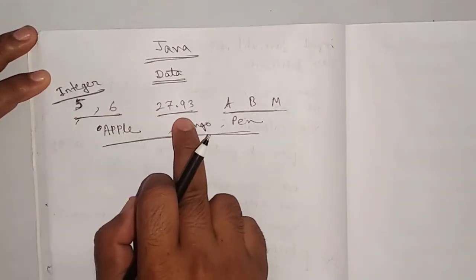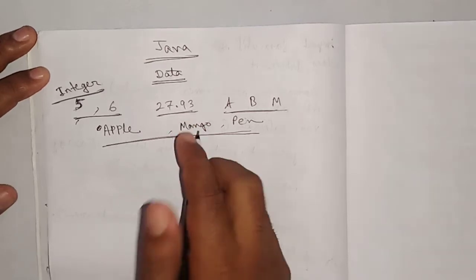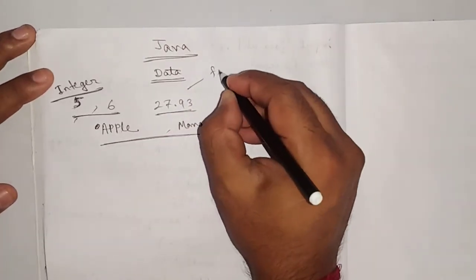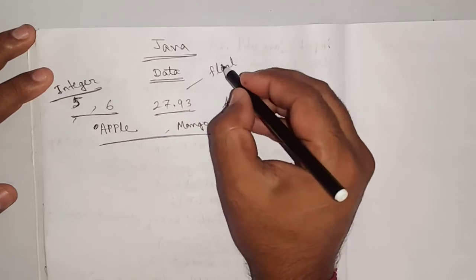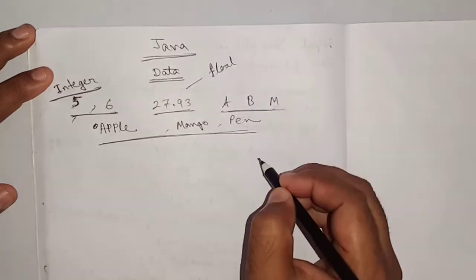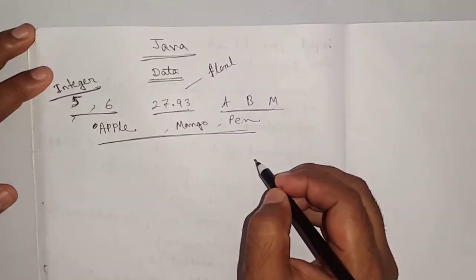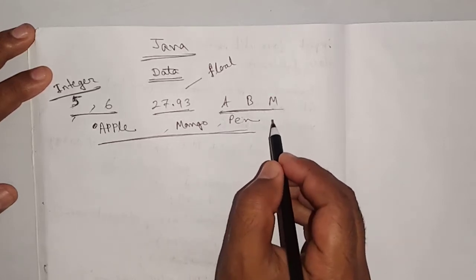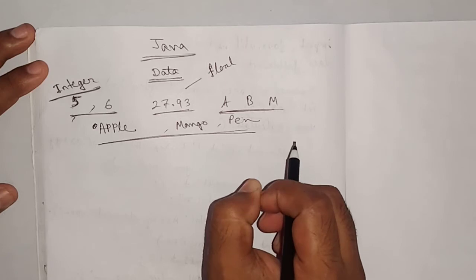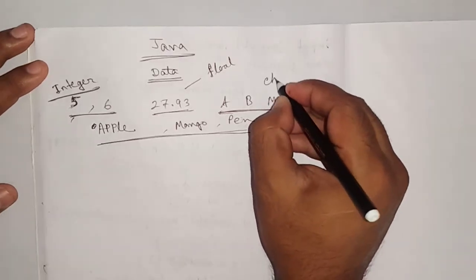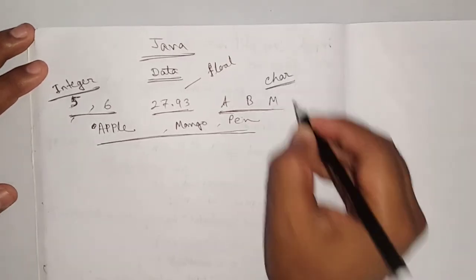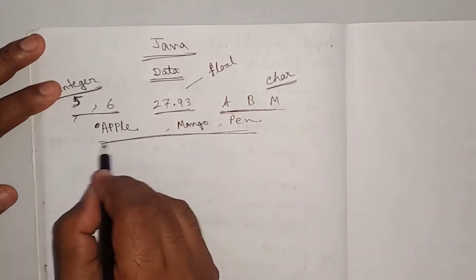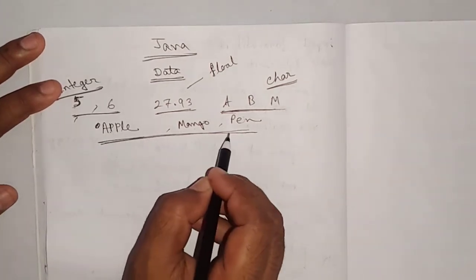This is a point number. So a point number we call float. Float, floating point number. Okay, you can see here A, B, C, D, like that. These are characters. So the type is char, and this is the apple. What is the word?